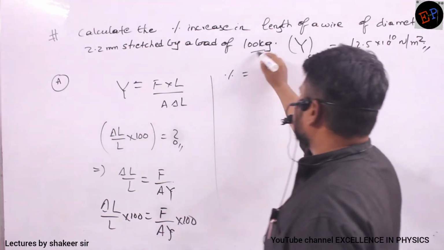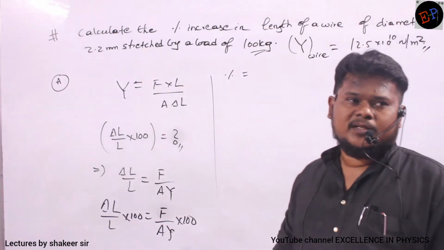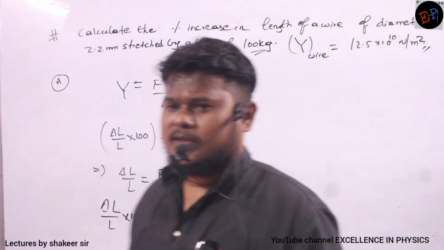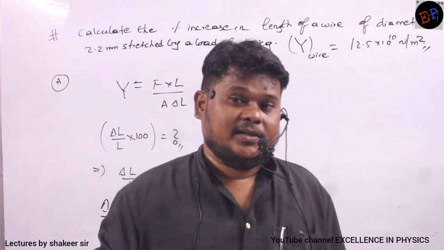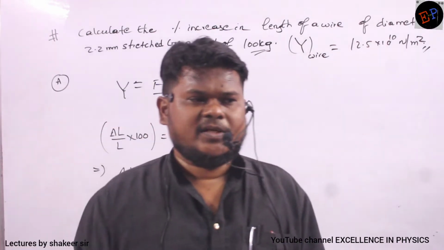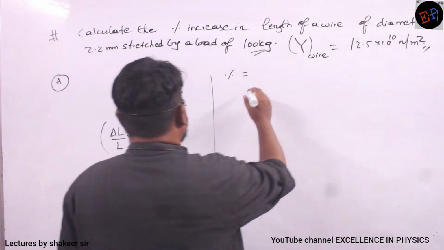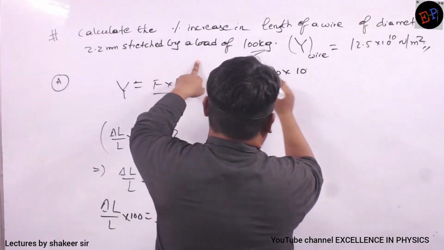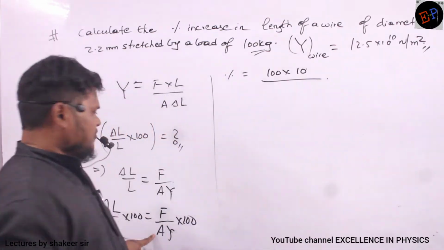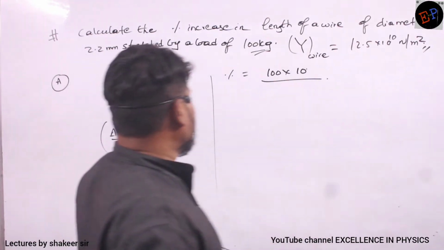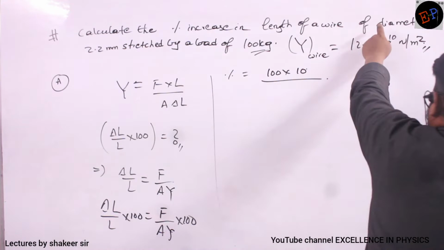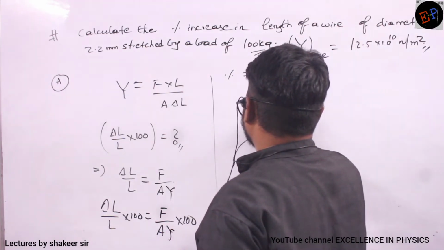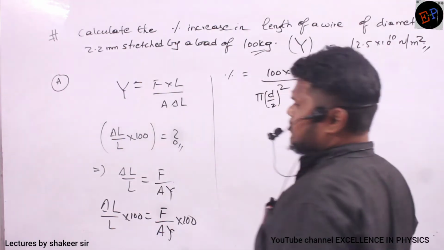So percentage is equal to force. Force is how much? 100 kg. But it is given in mass, no? How to convert this into force? F equals mg. Here I have to multiply by g. Clear now? So mass is 100, g value is 10, divided by area of cross section. How can I calculate the area of cross section now? Diameter is given. So pi (d by 2) whole square. I can write it like this.